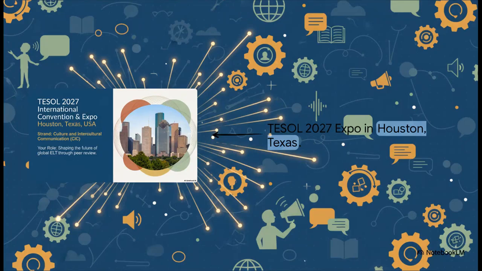Houston is calling. It's the vibrant home for our 2027 International Convention and Expo. Now, by stepping up as a reviewer for the Culture and Intercultural Communication Strand, or CIC for short, you're basically taking on the role of a gatekeeper. You are the one who's going to help spotlight fresh innovations and really elevate those important global voices. The choices you make are going to directly shape the future of global English language teaching. It's a big responsibility for sure, but it is also incredibly rewarding.